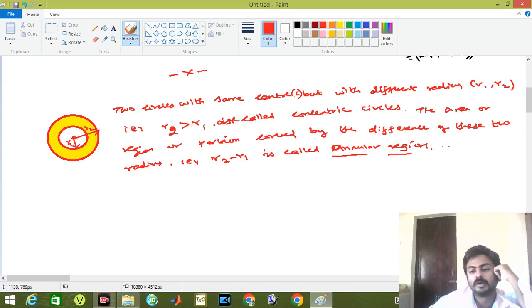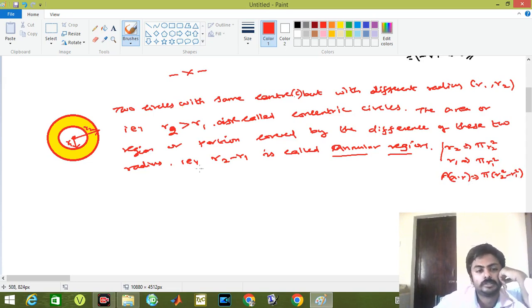If r2 is making the area pi r2 square and r1 is making the area pi r1 square, then the area of the annular region is equal to pi times r2 square minus r1 square. The difference between these two radii will form one area. This is called the annular region.